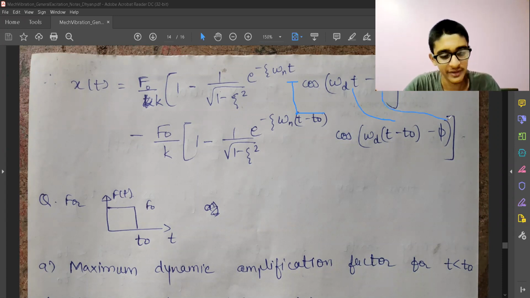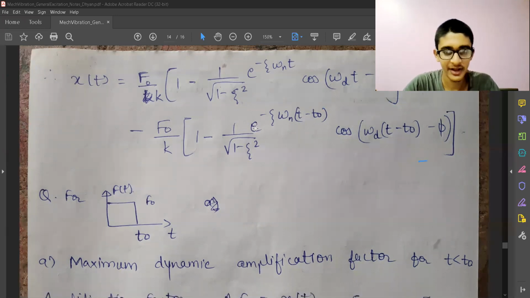We can introduce phi, or we can skip it, that will not matter. We can adjust the values of phi and they can be taken care of.